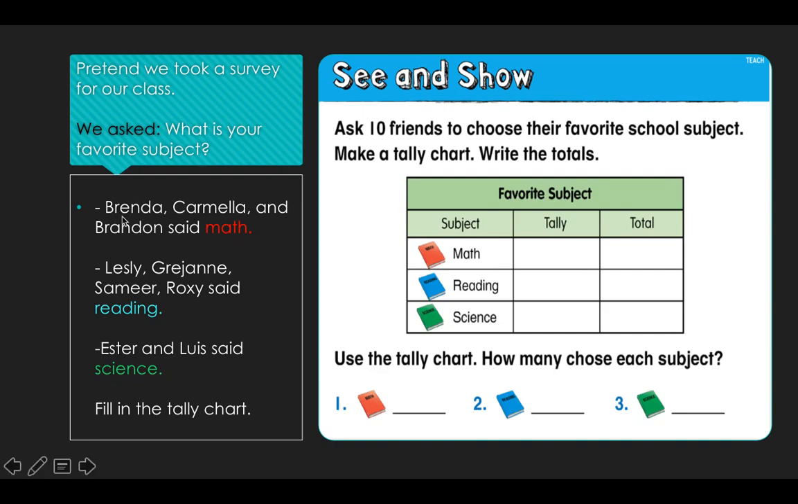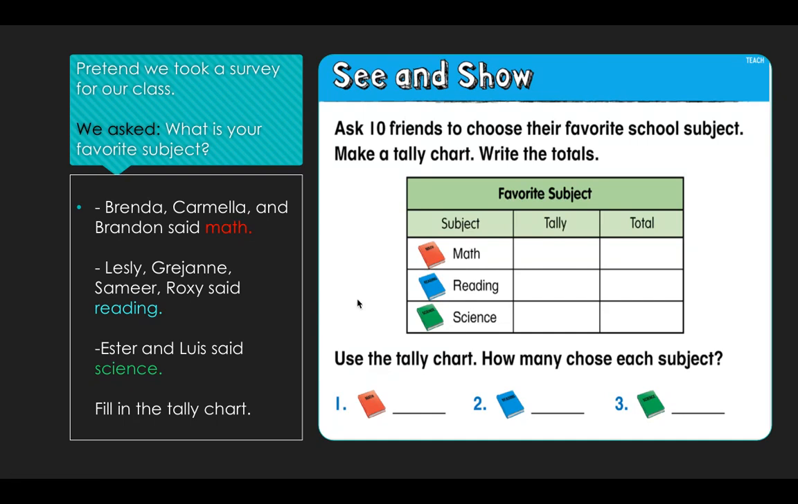When we asked the question, Brenda, Carmela, and Brandon said math is their favorite subject. Leslie, Grejan, Samir, and Roxy said reading is their favorite subject. And Ested and Louise said science is their favorite subject. So we are going to fill in the tally chart on this page to show the data that we collected.